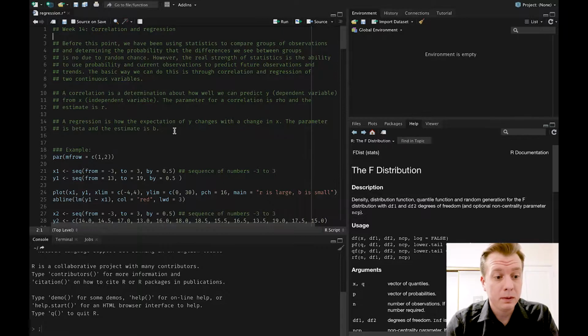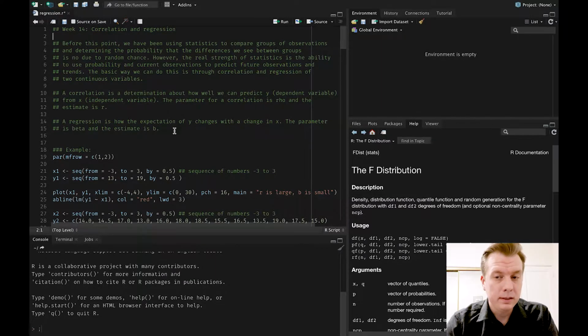So before this point, we've been using statistics to compare groups of observations, and determining the probability that the differences seen between those groups is not due to random chance. So if we see differences in means of two samples, does it actually mean that they're from two separate populations? However, the real strength of statistics is not just the comparison of samples, but to predict future observations. And we do that through correlation and regression.